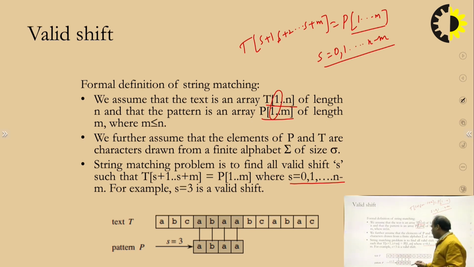Suppose this is the text and this is the pattern. We can see that A, B, A is going to be equal over here. All the characters should be matched. If this is the situation, that means we have a valid shift of 3. We can start from 0, 1, 2, and so on up to 3. So the valid shift is 3. The string matching problem is actually to get all the valid shifts in the text.